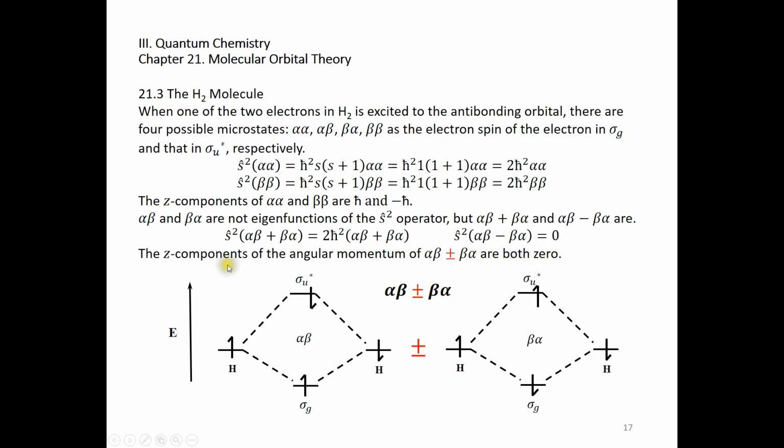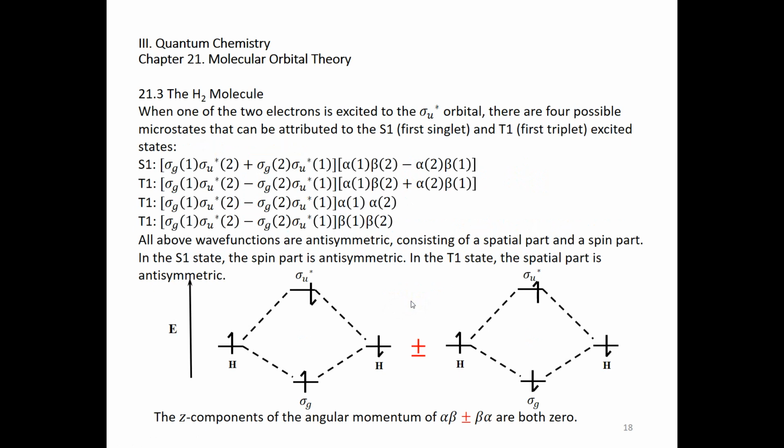And over here we see a diagram of alpha beta plus or minus beta alpha. This is alpha beta, this is beta alpha, so really we need to mix these two. In the MO diagram, we have this diagram plus or minus this diagram, and we get alpha beta plus or minus beta alpha. This is just because of the quantum effect of electrons. Electrons are indistinguishable. When we write this alpha beta plus or minus beta alpha, we cannot tell which electron is alpha, which electron is beta.